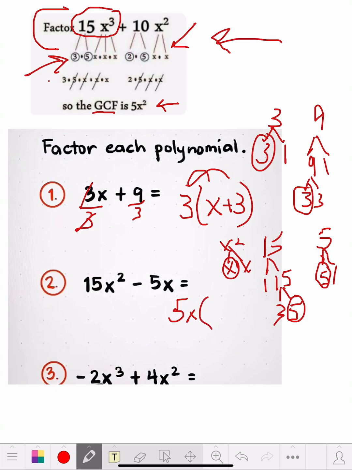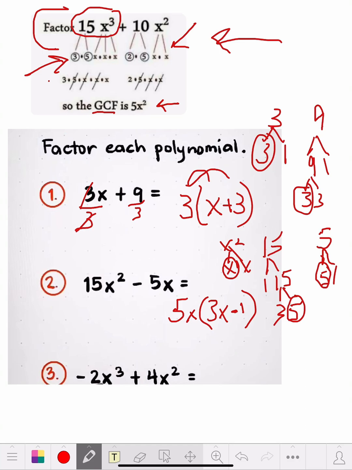Okay. So if we take 5x and we divide that into 15x, what are we going to have left? We're going to have a 3x. Now, we take the 5x out of a negative 5x. What are we going to have? A negative 1. Negative 1 is going to be left. And that's it. Okay, but you see how that works? You just look for the greatest common factor, and then you just divide that out. You pull that out of them, okay?